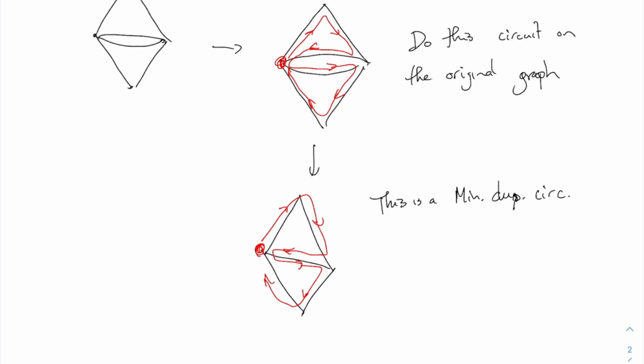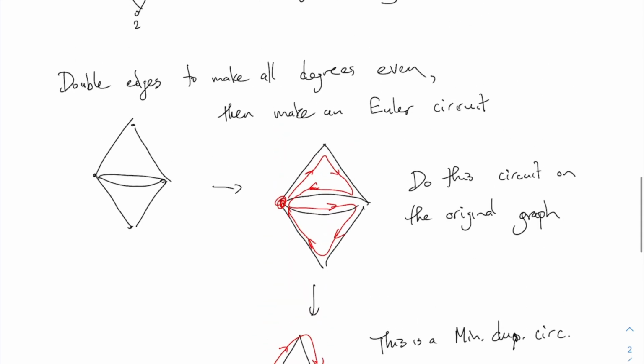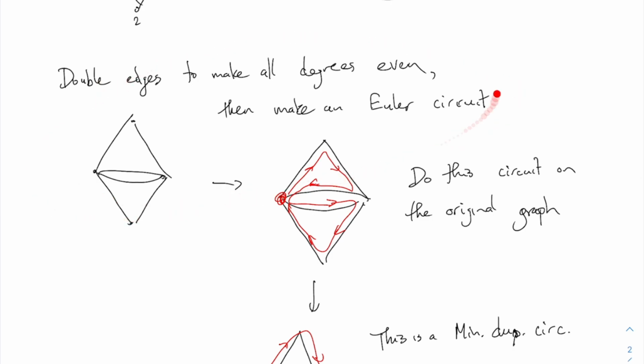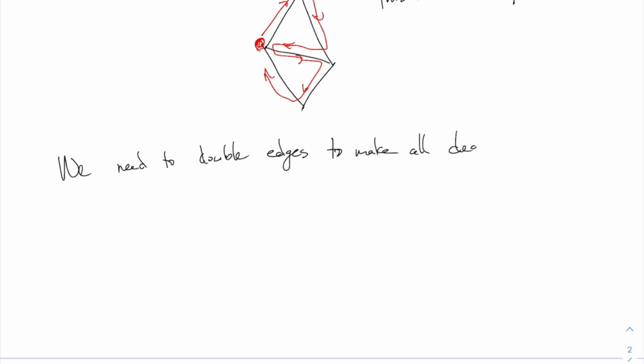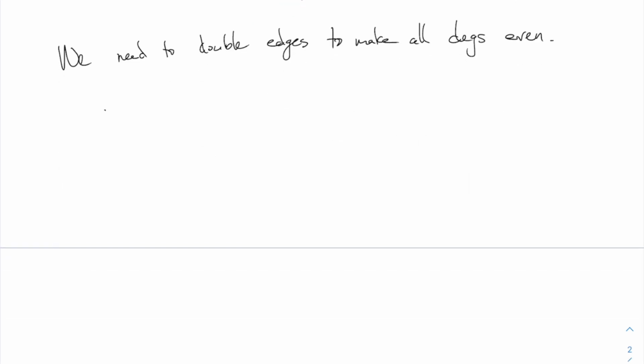All right. So this process here, doubling the edges to make all of the degrees even, is what we're going to think about in more examples here. So we need to double edges to make all the degrees even. Usually you can do this by thinking of the edges in pairs.